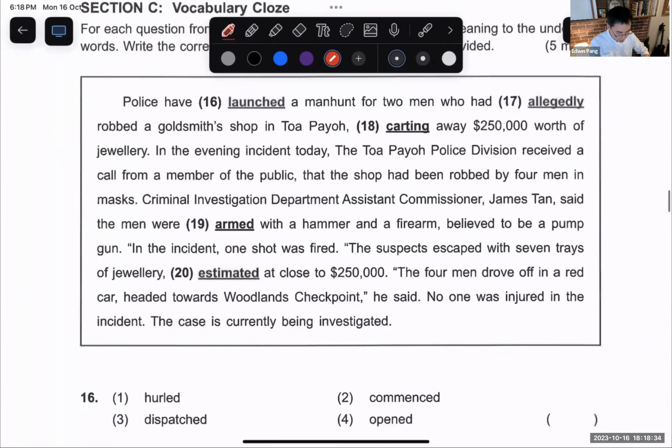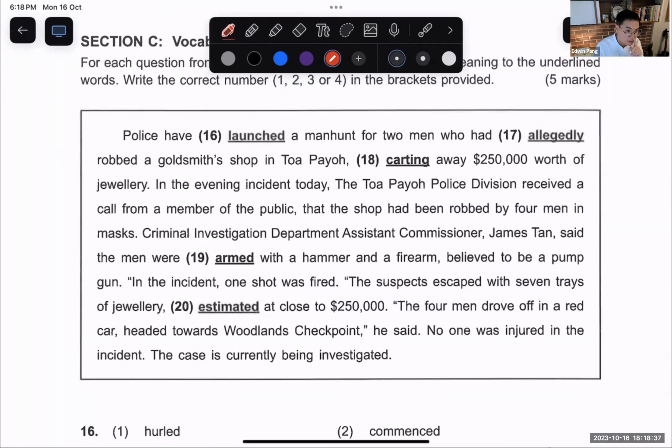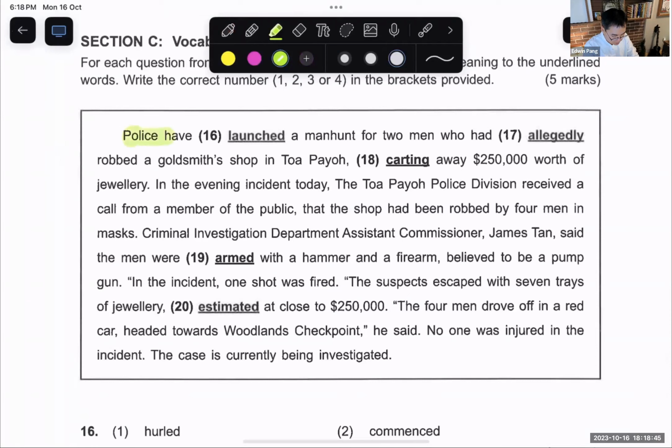Number 1, police have launched a manhunt. Now, let me give you a tip for this section. You want to be sure that you get your answer correct, right? You always write your answer above the option here. So you write the correct answer above. If you don't write, you cannot see it in the sentence. Always put your answer into the sentence and read it back to yourself. If it doesn't make sense, it is absolutely wrong. I don't care how much you think it is correct.